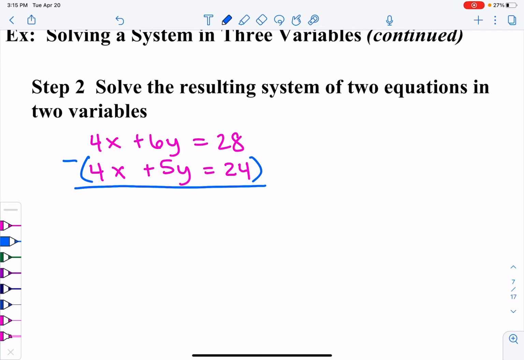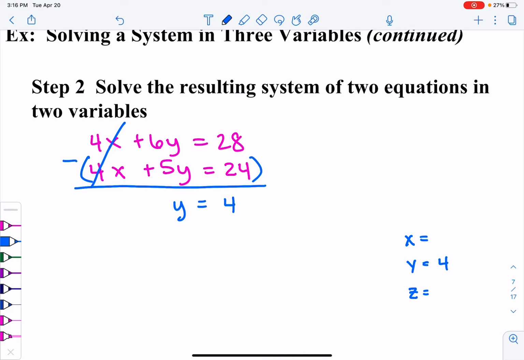So if I have a 4x take away 4x, I cancel out my x's. I have a 6y, then I'm going to take away 5y, which leaves me with 1y. And I have a 28, I'm going to take away 24, that's going to leave me with 4. So far we found that x, do we have a value for x yet? No, we don't have a value for x yet. So far we have a y value of 4, and we don't know what z is equal to yet.